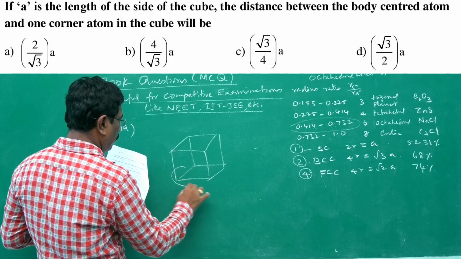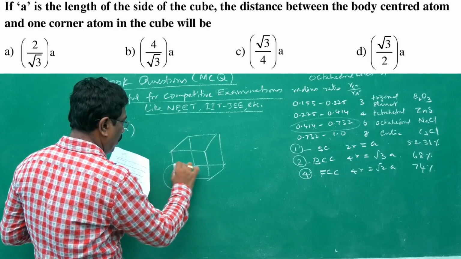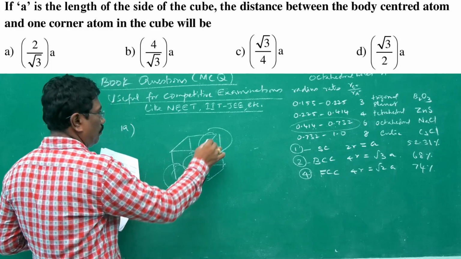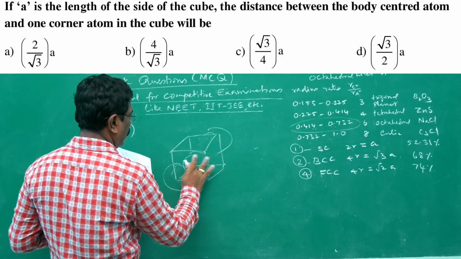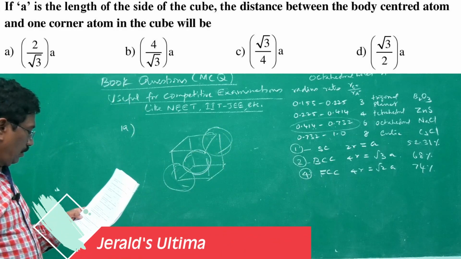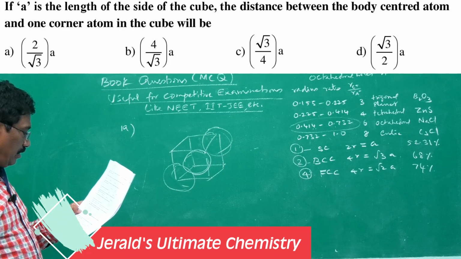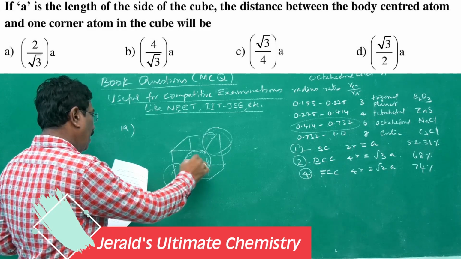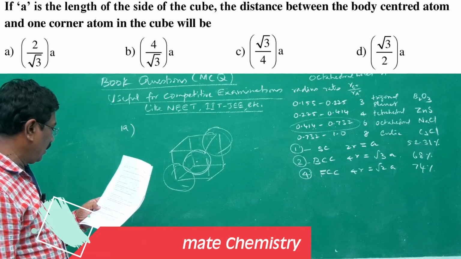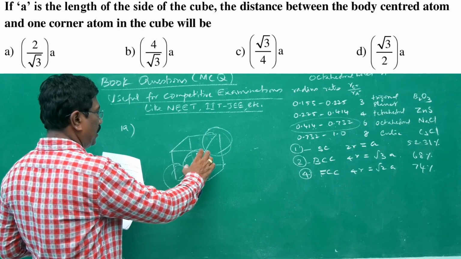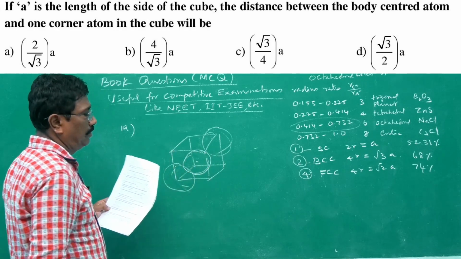So, here one atom, here another atom, here another atom. 1, 2, 3, all right. So, the question is the distance between body centered atom and one corner atom. So, they have asked the distance, not R, that is all right. The distance they asked, between one atom and a corner atom.